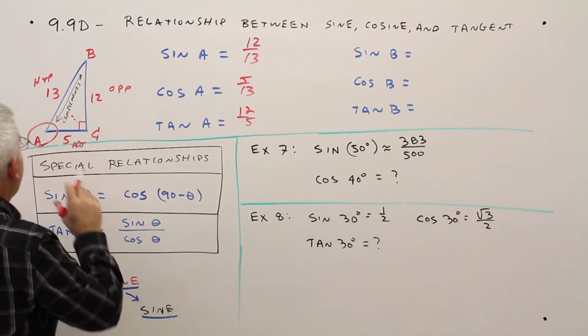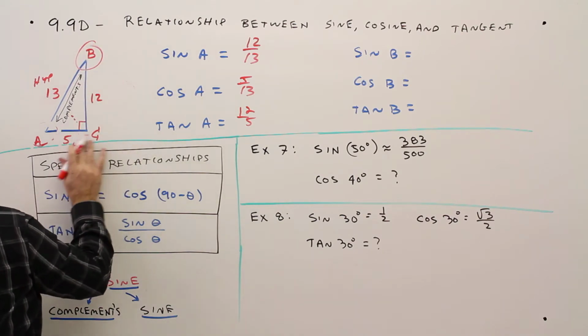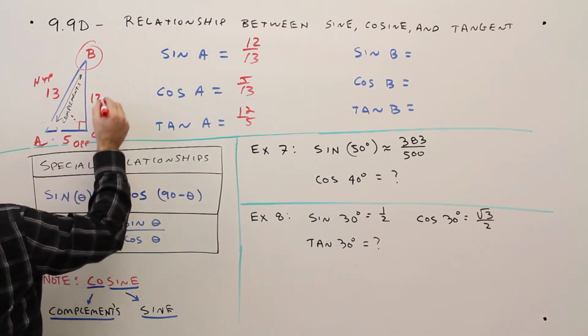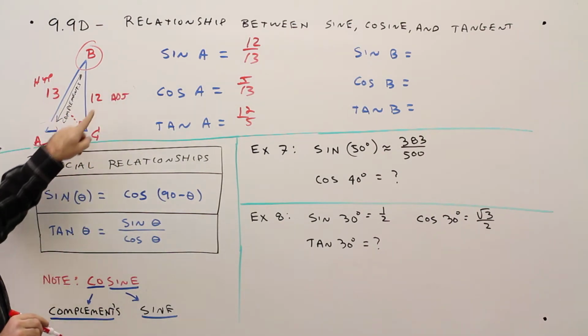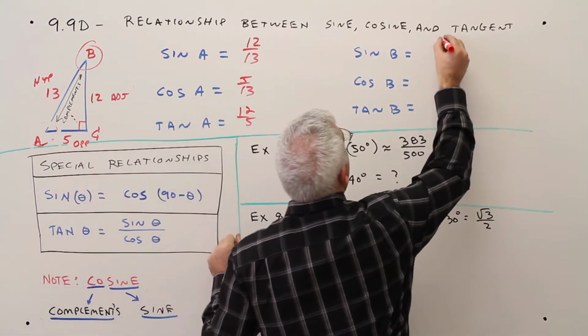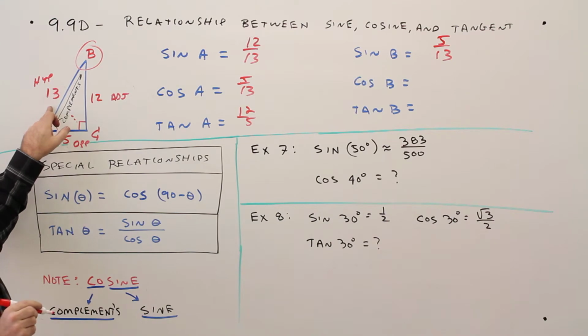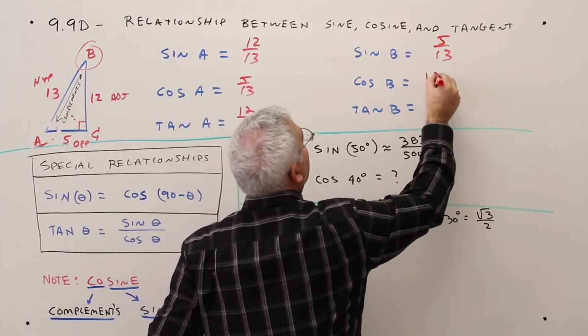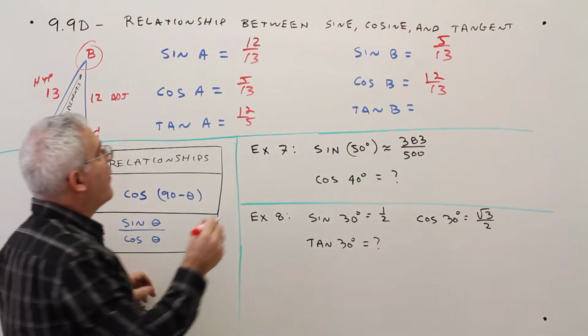Second part, B is now our reference angle. So I'll circle B. That makes this side 5 the opposite, 12 the adjacent. So the sine of B, opposite over hypotenuse, 5 over 13. Adjacent over hypotenuse for the cosine, 12 over 13. And the tangent, opposite over adjacent, 5 over 12.